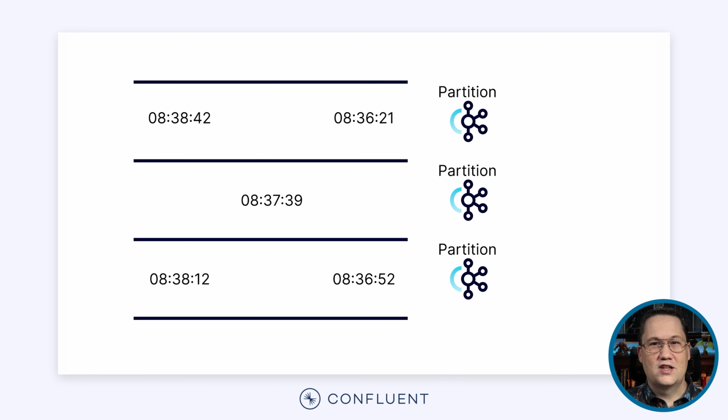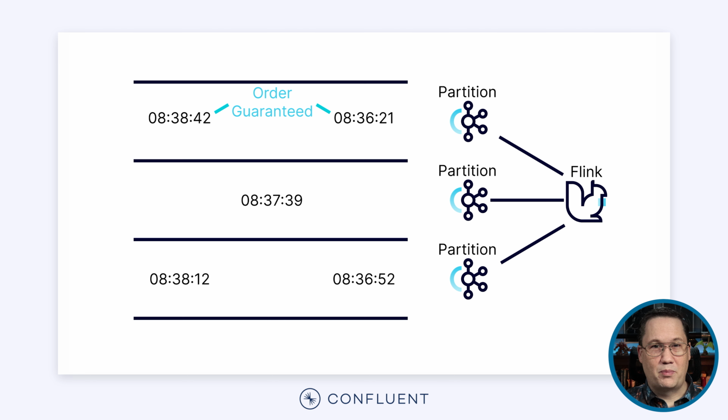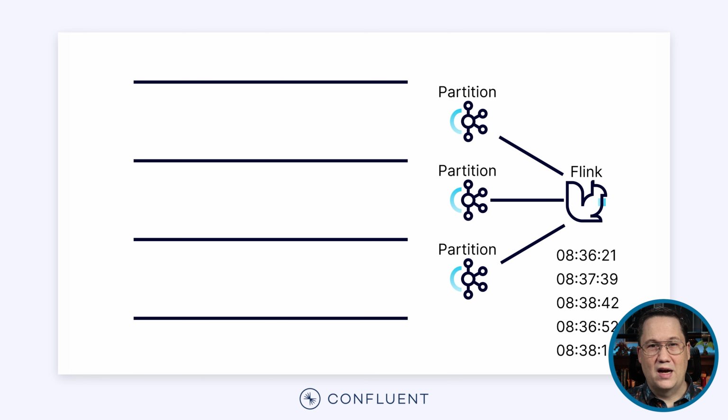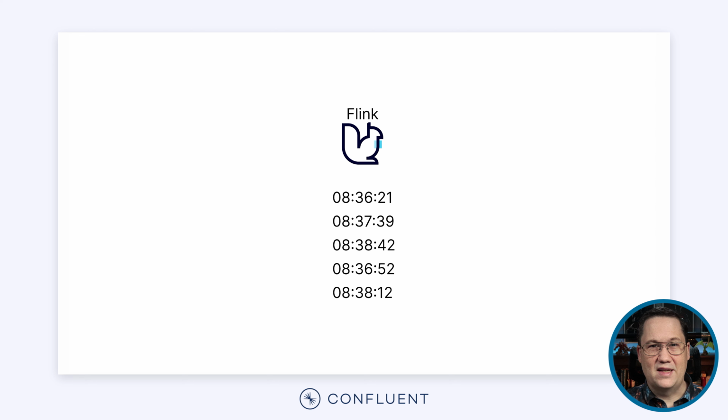Let's replace our cars with the timestamps for when they cross the individual sensors. The events will be funneled through the Kafka partitions and into the Flink job. Kafka guarantees order within a partition, but it doesn't guarantee order across multiple partitions. This creates problems when our events arrive out of order. Imagine if this was the order we received the events.